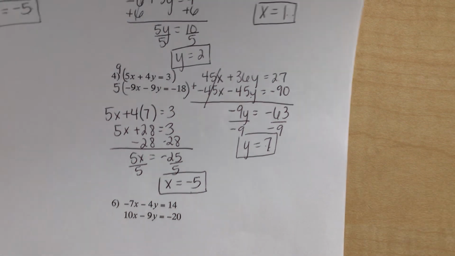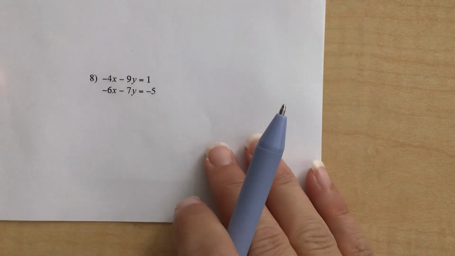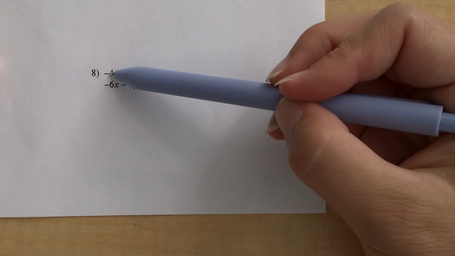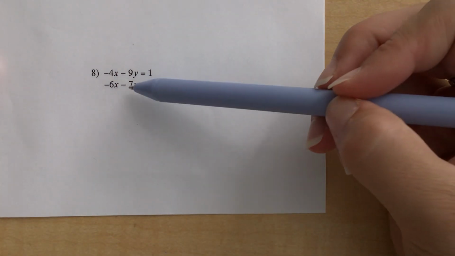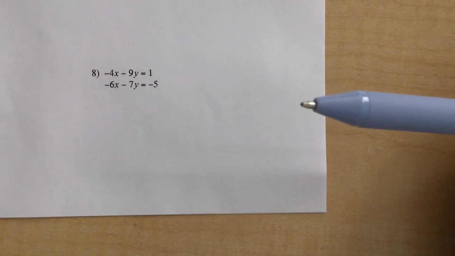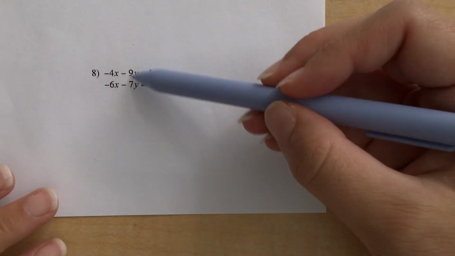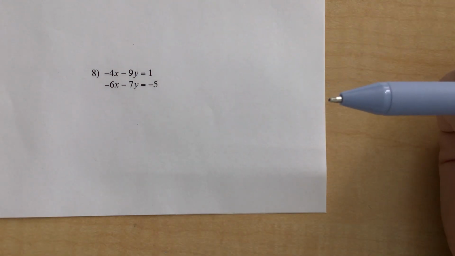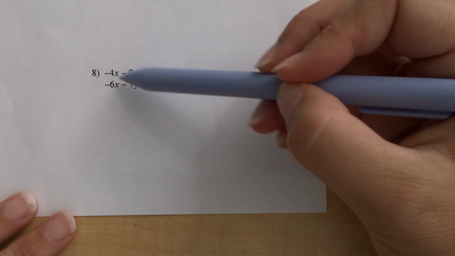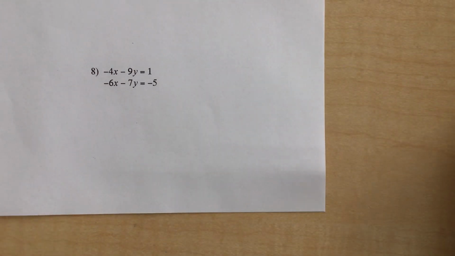Let's jump down to number 8. One more example. So we're doing the same thing. There's nothing I can multiply by 4 to get to 6, and there's nothing I can multiply by 7 to get to 9. So I'm going to have to multiply both equations. All right? Let's eliminate y this time. Notice these are both negative and these are both negative, so we're going to have to deal with some signs.